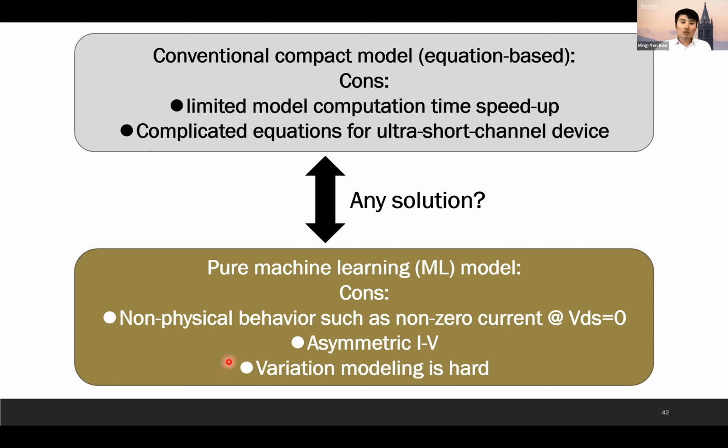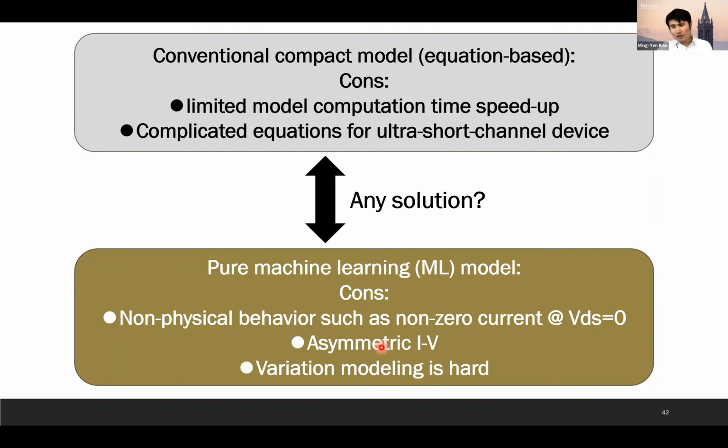And another group of people try to develop the pure machine learning model, and there are also some cons. If there's no physics equation involved in the machine learning model, there will probably be some non-physical behaviors, such as non-zero current if VDS equals 0. If the input VDS equals 0, sometimes the model will give out a non-zero current. And this asymmetric IV, we call it Gummel symmetry.